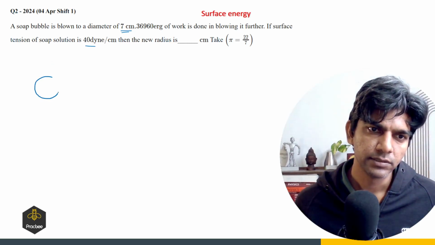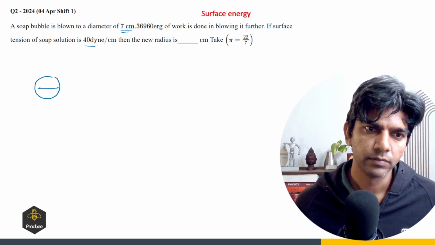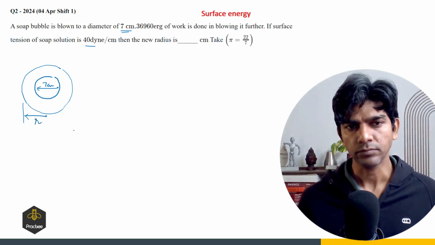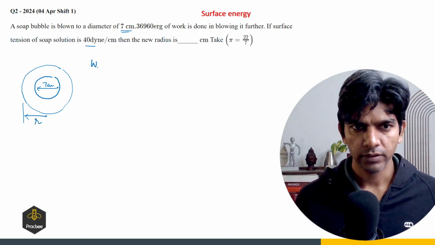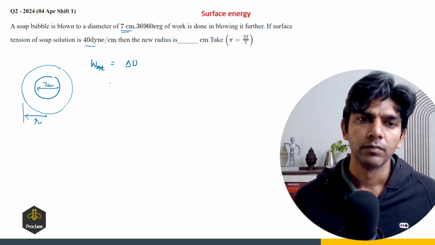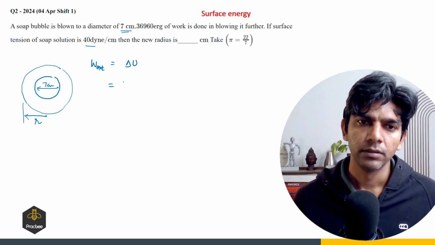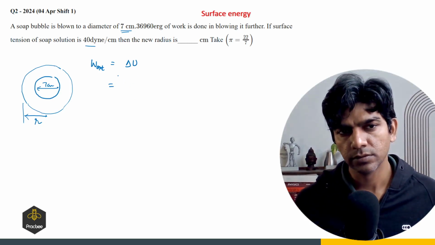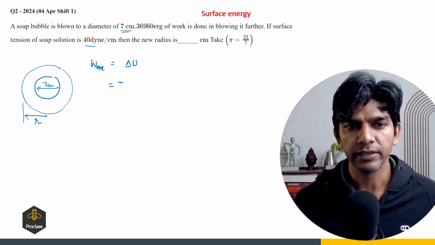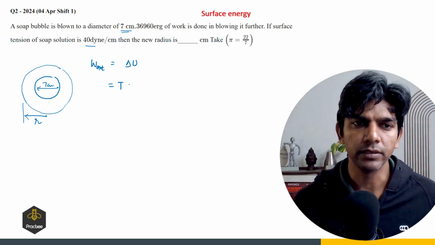So let us say this is the bubble which is having a diameter 7 centimeter. Now we have increased the diameter. We are doing some work and we are able to increase the surface area. And so we are able to increase the diameter. And let us say the new radius is r. So the work done by the external agent will be the increase in the surface energy, right? So in a soap bubble there are two surfaces, so we can write this as surface tension, say T is the surface tension, T times the surface area.